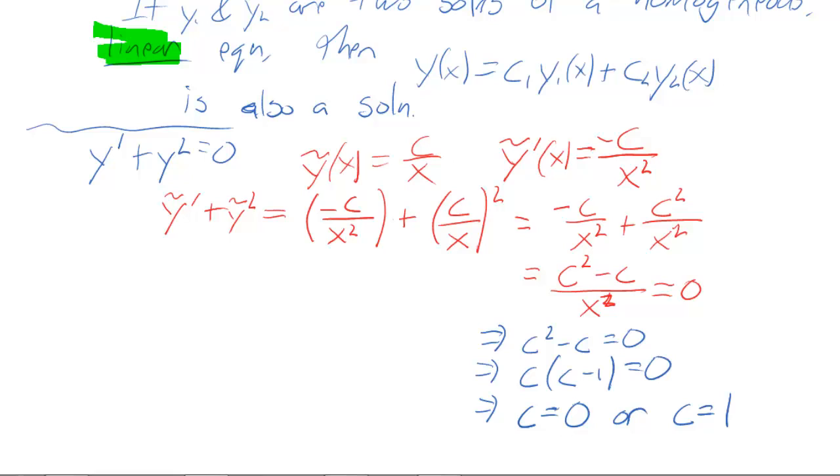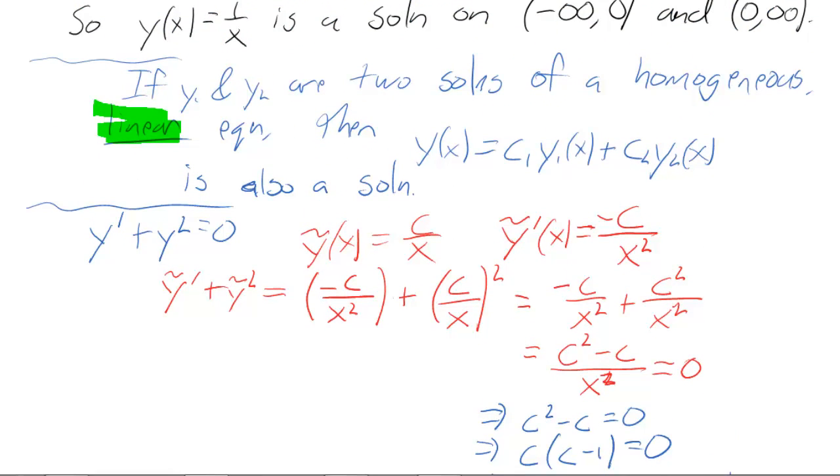So what's the point? The point is when applying our theorems, in particular our theorem of superposition, we can't ignore any words, right? We need to absolutely read the whole thing. We need homogeneous and linear in order to apply the theorem.